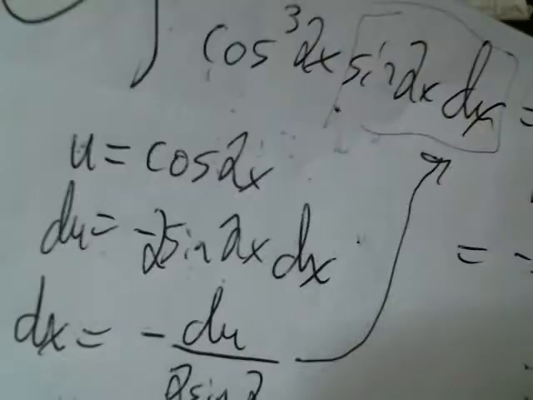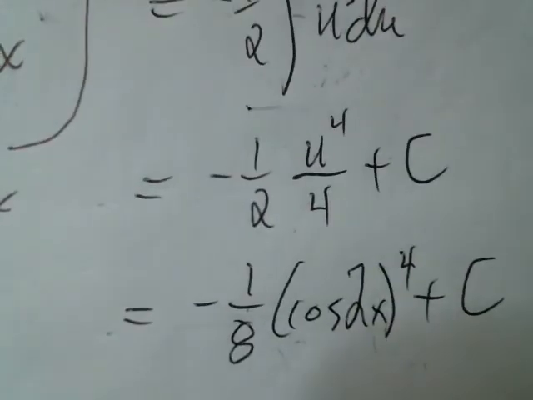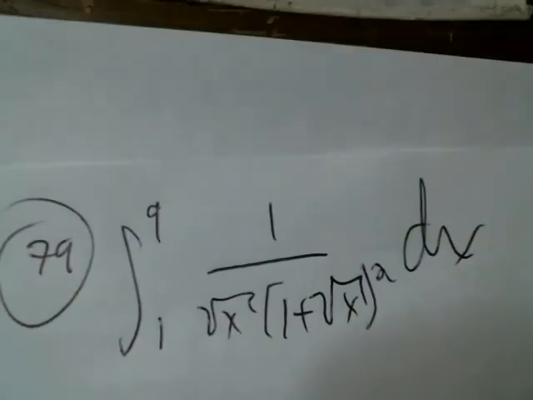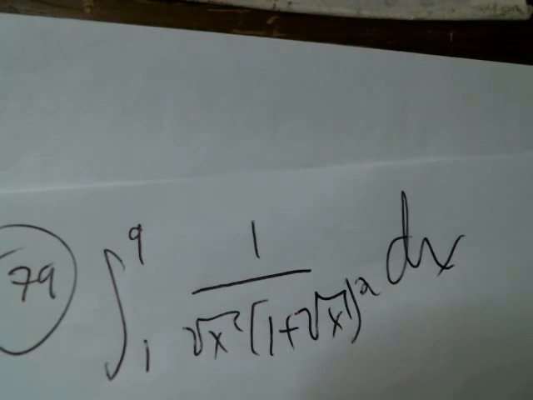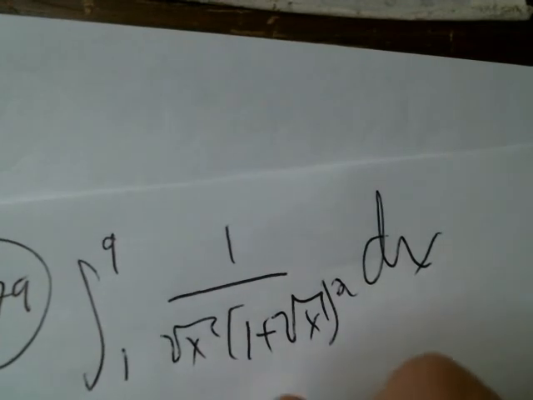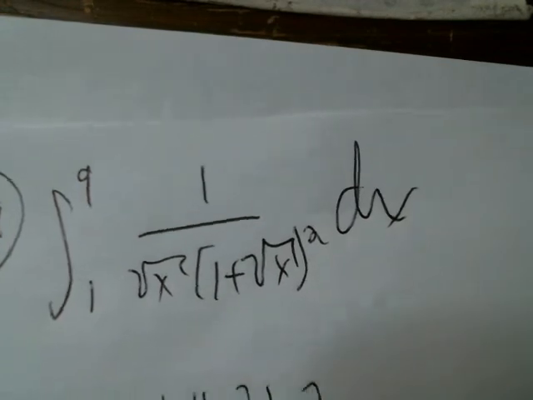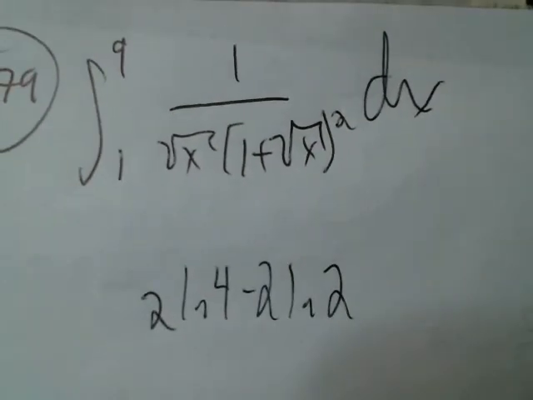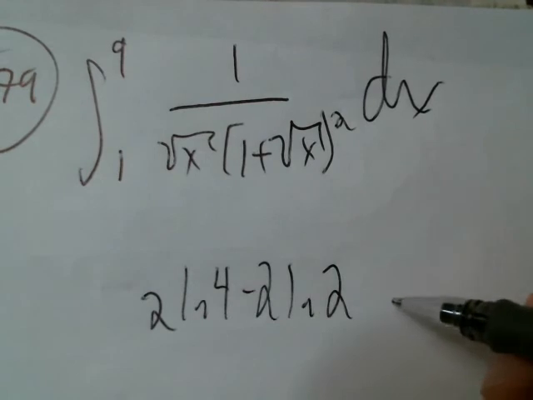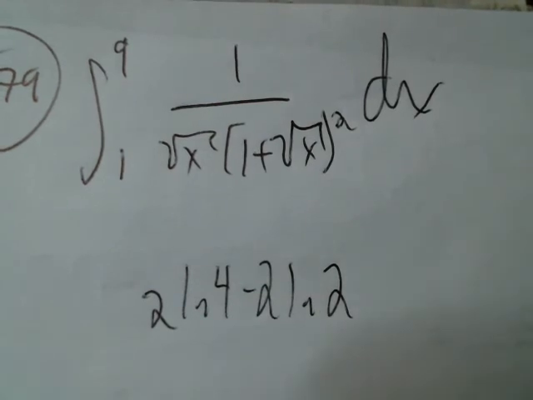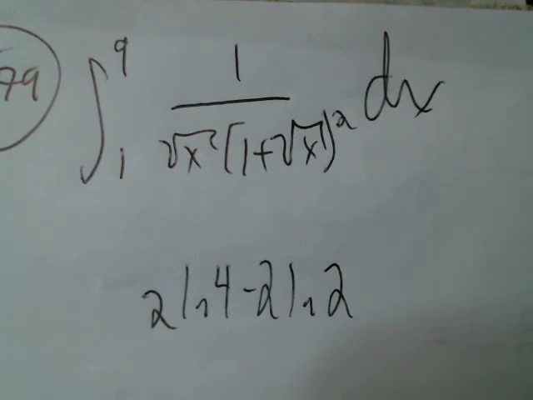71, I'm not sure how to get the required answer. Hopefully you got the answer now. For 79, you said the book has the answer as 1/2, but my answer was 2 ln 4 minus 2 ln 2. Okay, so 2 ln 4 minus 2 ln 2. Maybe the same thing. So, no, I don't think it is the same thing. The answer I got was 2 ln 4 minus 2 ln 2. And I verified it using a different site.